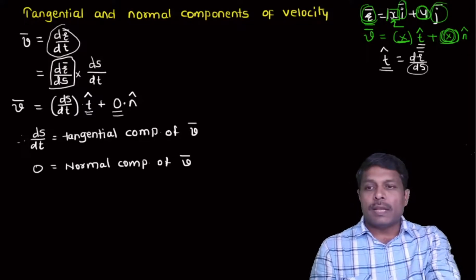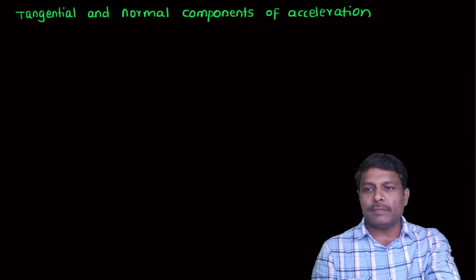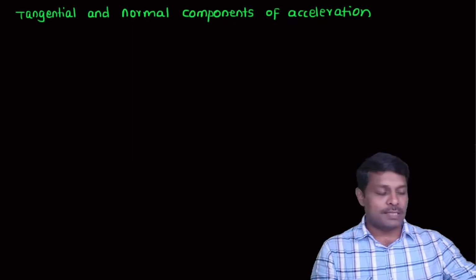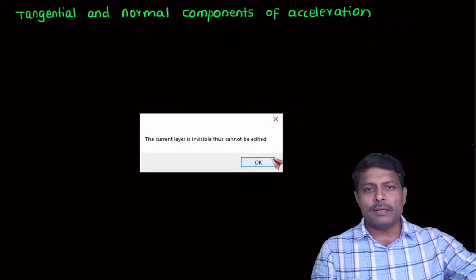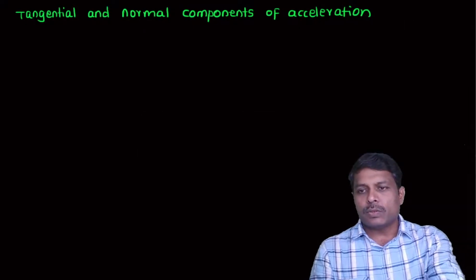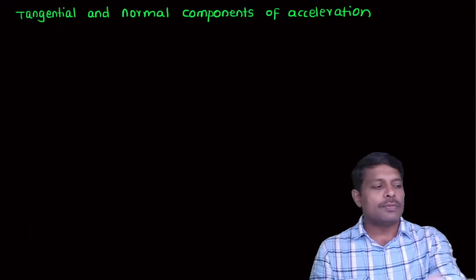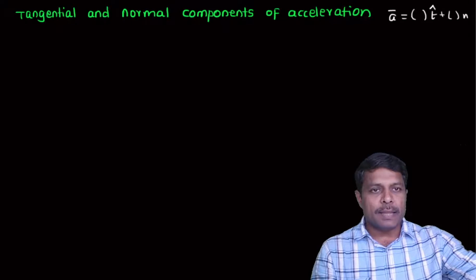Okay, fine. Now I have to write another thing, that is, tangential and normal components of acceleration. Here acceleration is denoted by a bar. So now I have to write this a bar, and I have to calculate something multiplied by t cap and something multiplied by n cap.